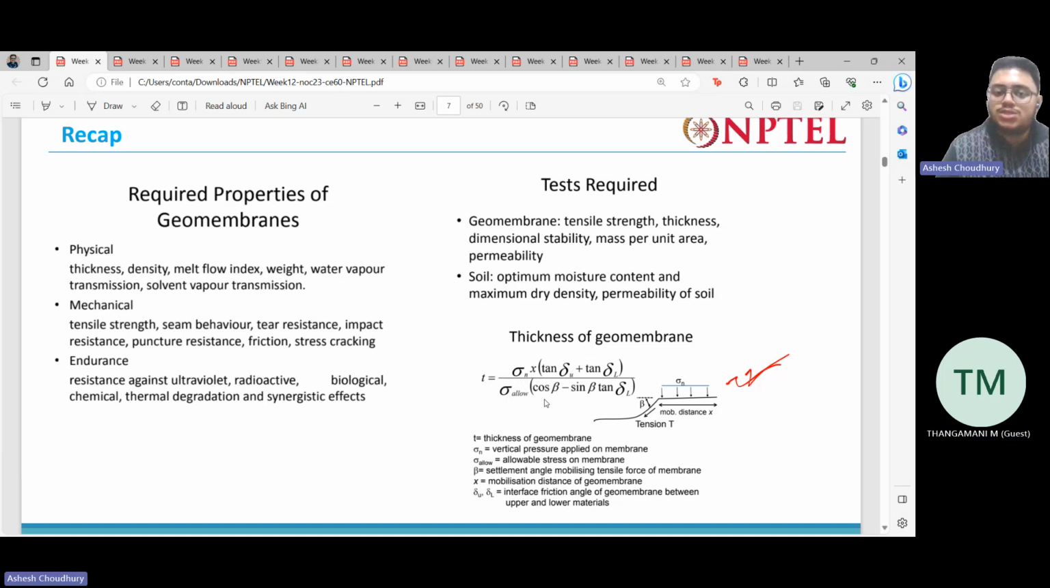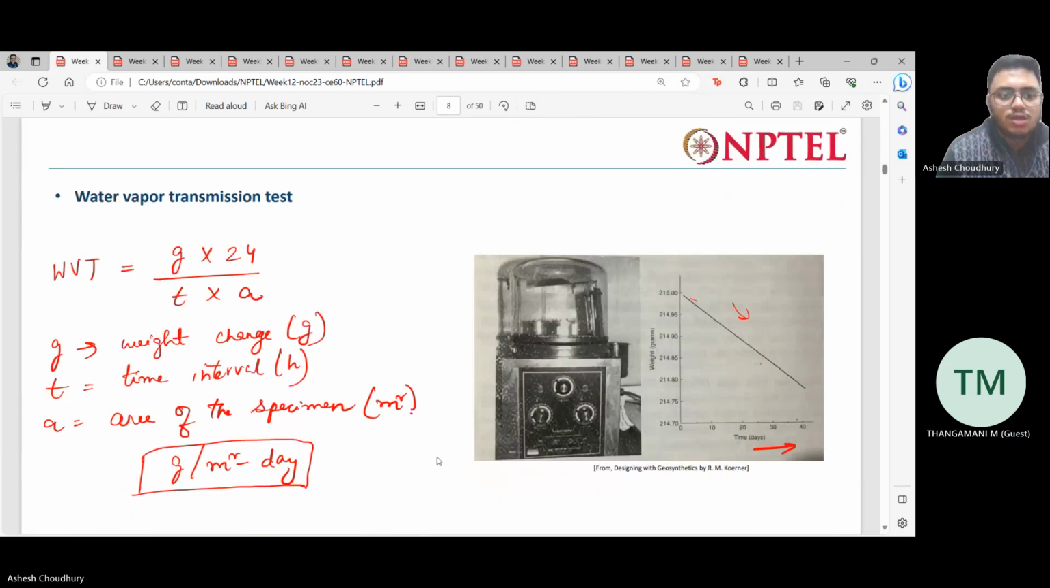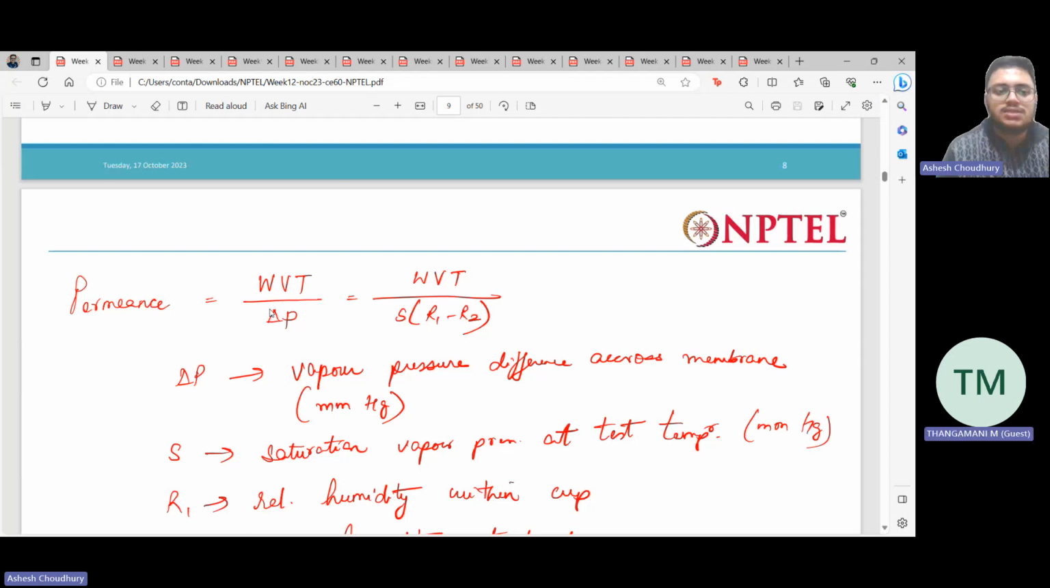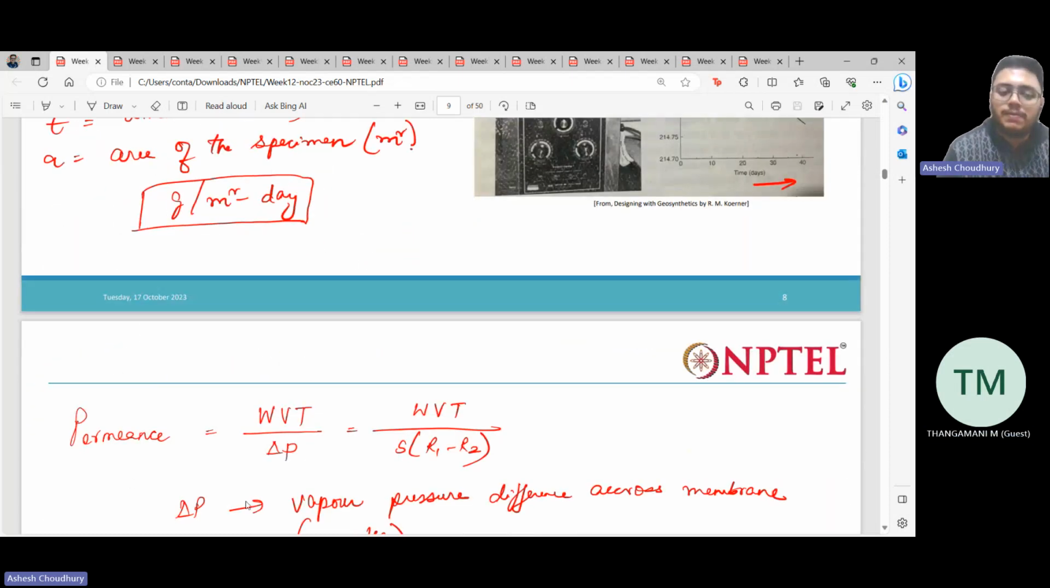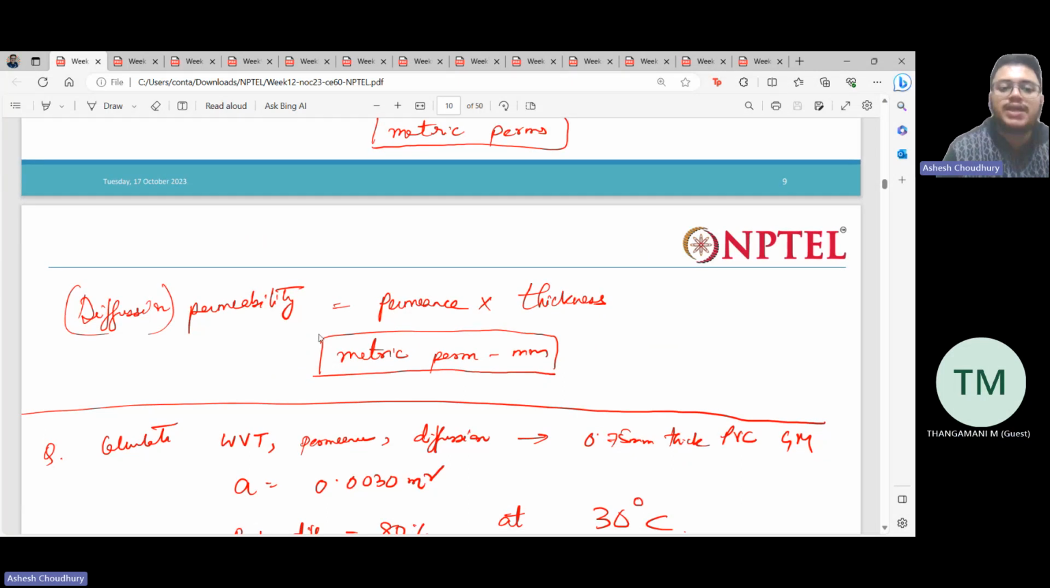Okay, this allowable stress you need to determine from tests. The allowable stress on any geomembrane has to be determined from test. So we saw what the water vapor transmission test is, how to do this test, and how to do the calculation from water vapor transmission, how we can get the permeance and the coefficient, this permeability or diffusion.